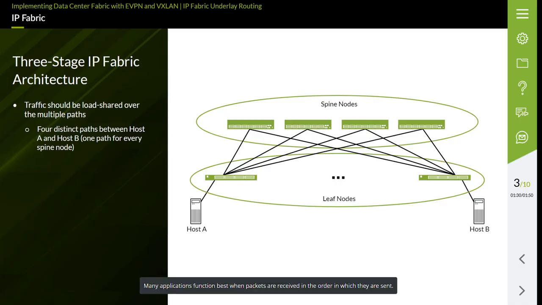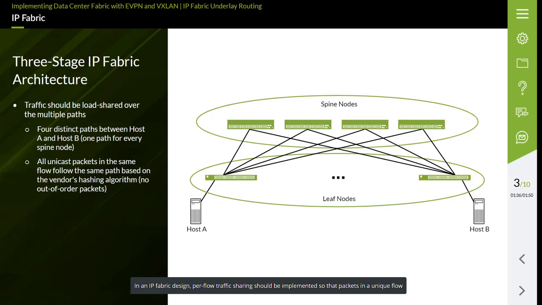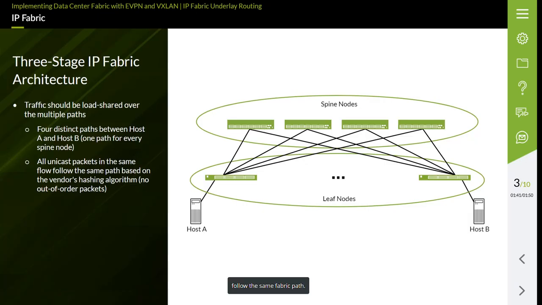Many applications function best when packets are received in the order in which they are sent. In an IP fabric design, per-flow traffic sharing should be implemented so that packets in a unique flow follow the same fabric path. This helps prevent out-of-order packets arriving at the destination host due to potential congestion or latency between different paths through the fabric.